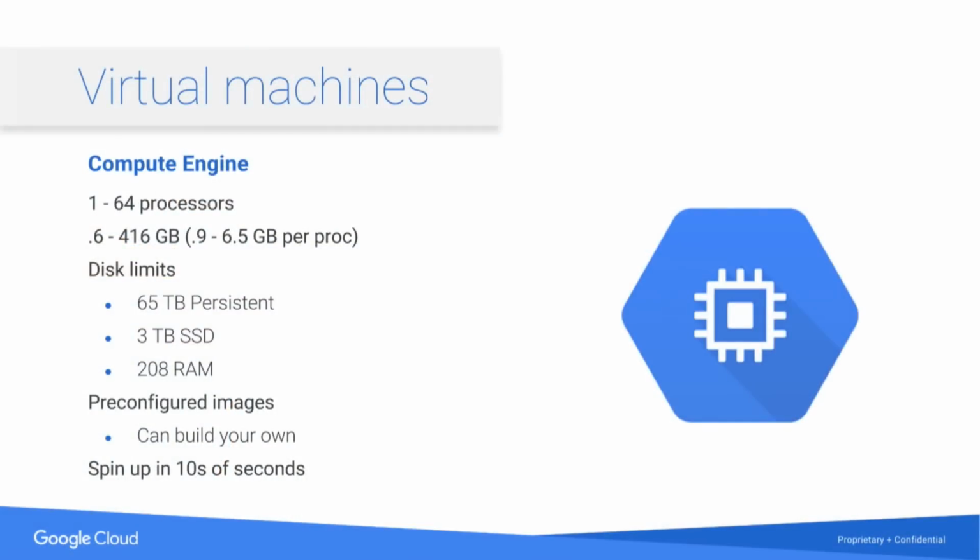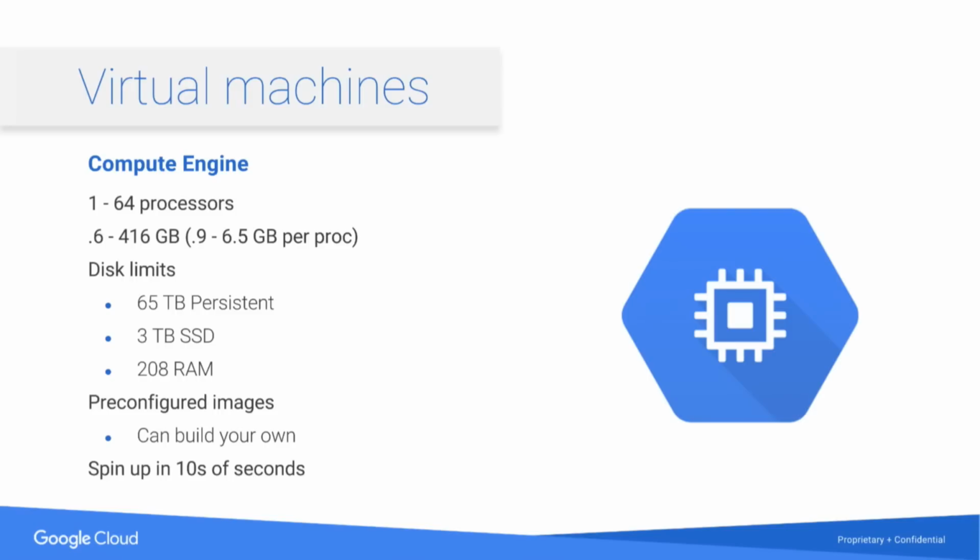So to start with, virtual machines. They're pretty straightforward. It's serviced in the Google Cloud Platform by a thing called Google Compute Engine. You can elect to create a server, a virtual machine, with a range of CPUs and a range of memory assigned to that. So 1 to 64 processors, 0.6 to 416 gigabytes of RAM associated with that. There is a bit of a ratio between RAM and CPU, which is mentioned here as well. And then there are disk limits around that.